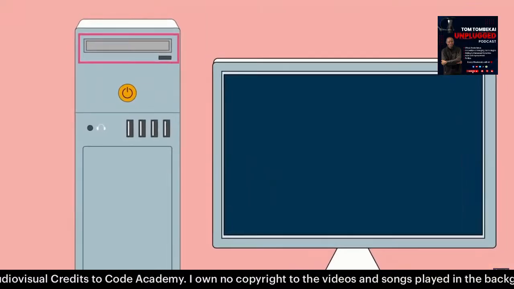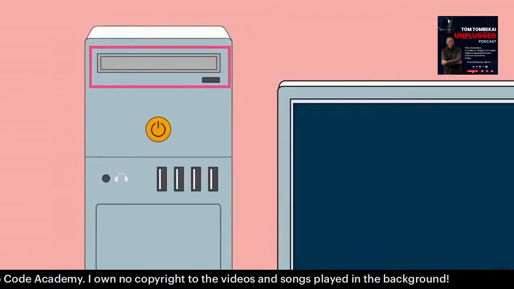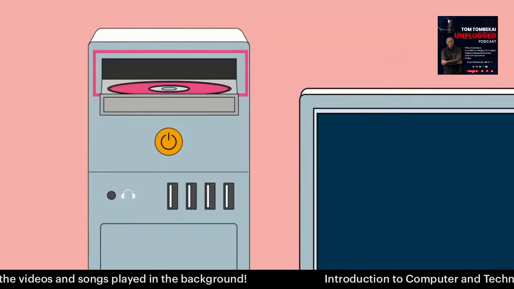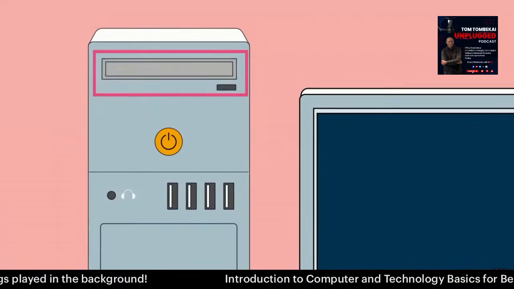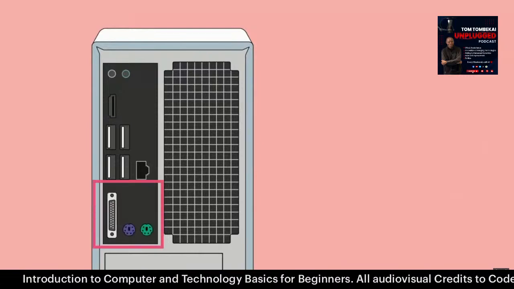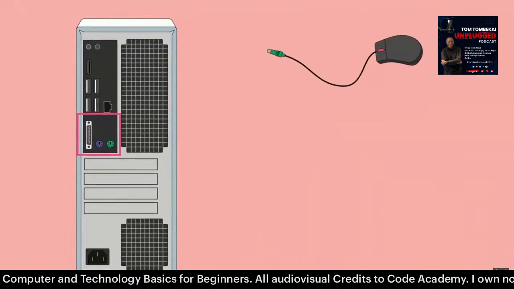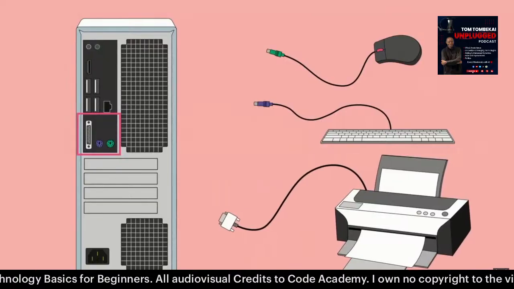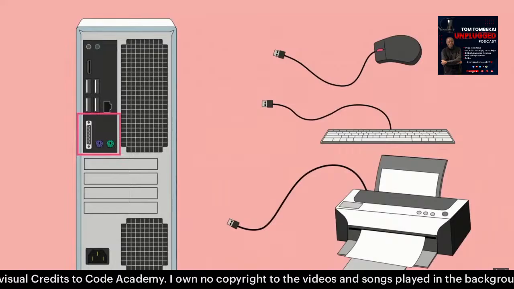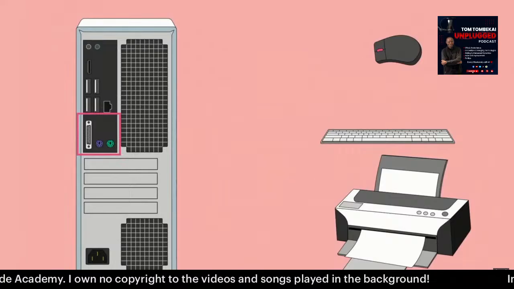You may or may not have a disk drive, depending on how old your computer is and who makes it. The disk drive can be used to insert a CD, a DVD, or a Blu-ray disc. If you have ports that look like this, they're for older peripherals like mice, keyboards, and printers. Newer versions of these devices usually connect via USB or wirelessly.